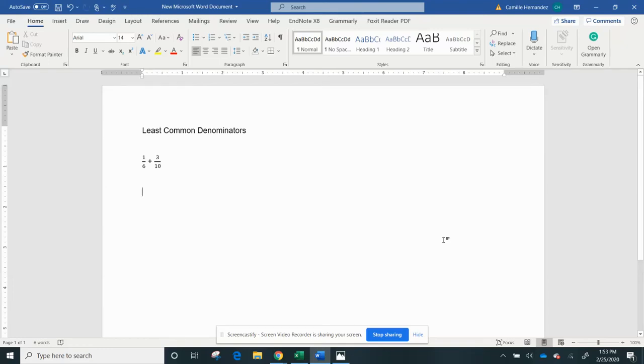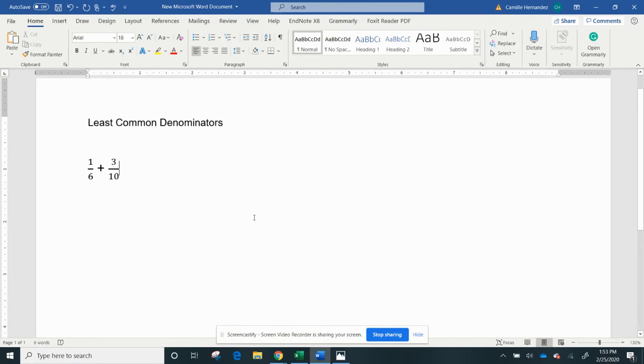Hey, so I'm going to talk about least common denominators right fast and what that means when I'm adding fractions. So let me make this a little bit bigger so you can see it. Okay, so I have this fraction. Let me see if I can make my screen a little bit bigger.